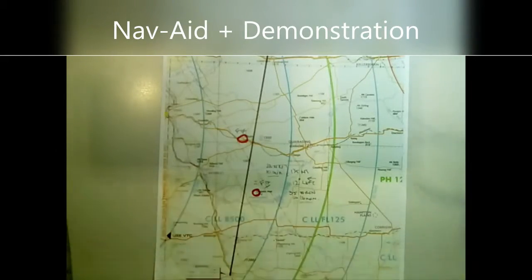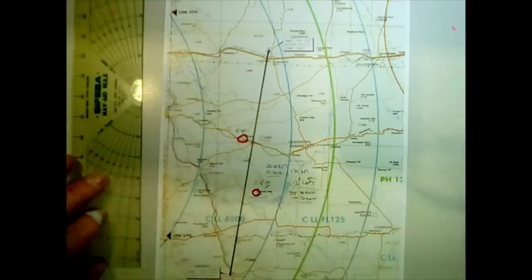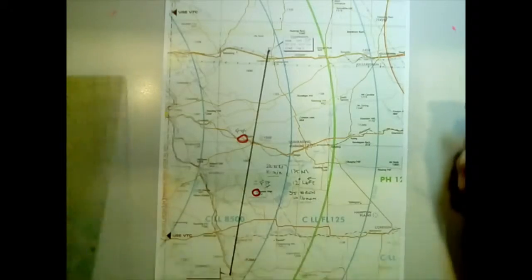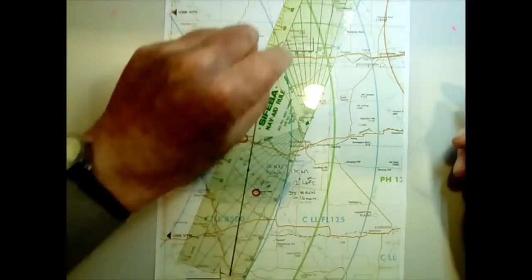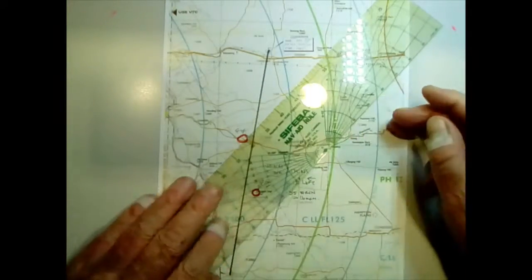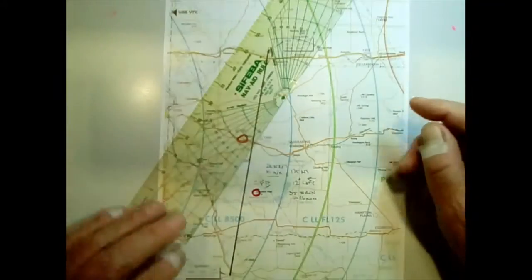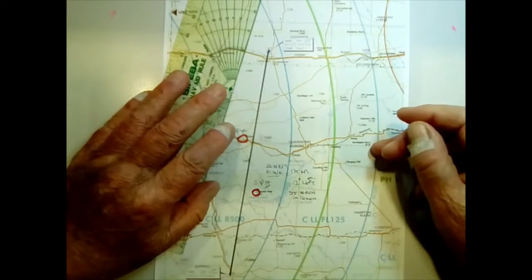This is a practical demonstration of how to use the Nav Aid Rule when in flight for off-course corrections. I've got a map here, a VTC or sec chart, and that's the Nav Aid Rule. It has a scale of 1 in 500,000, the sec scale, for measuring distances. But the important part are these arcs. Now let me demonstrate to you how it's used.